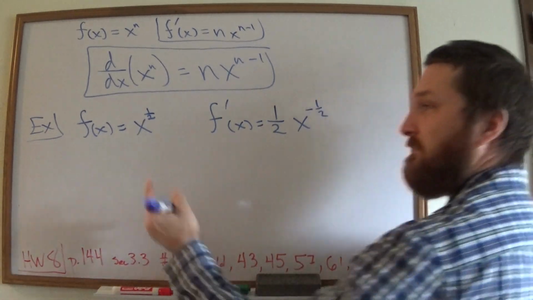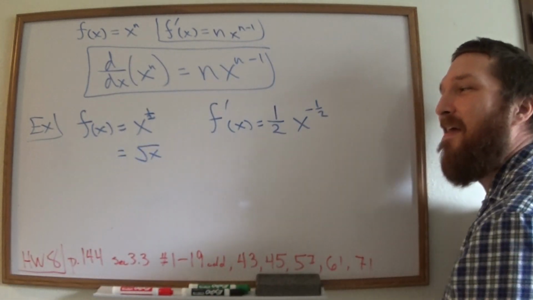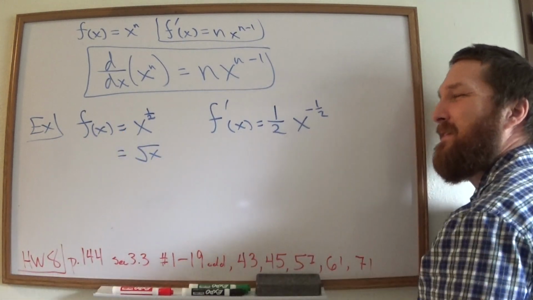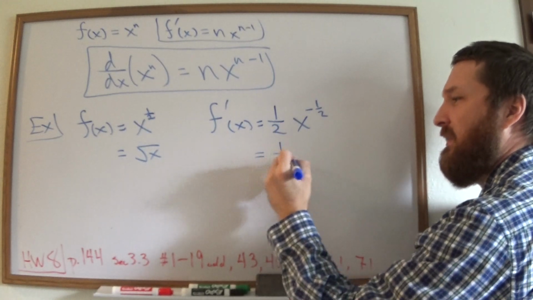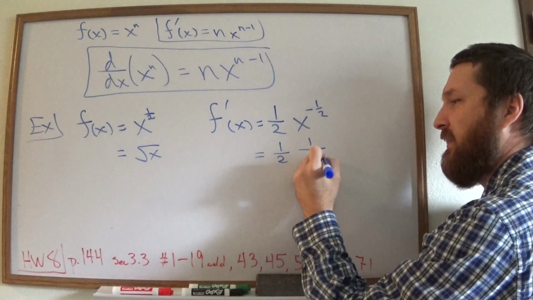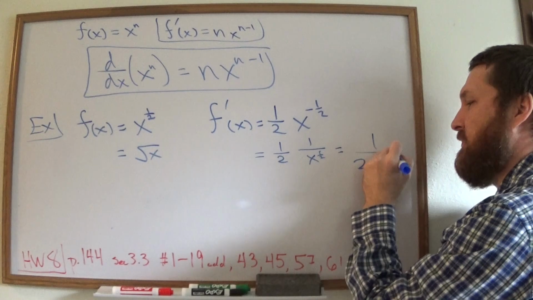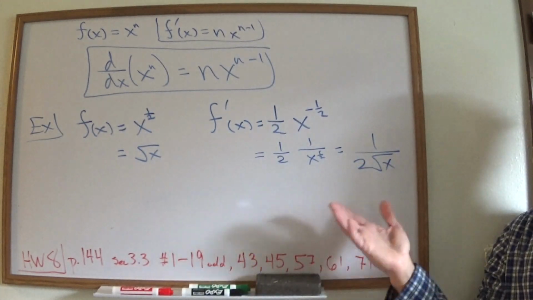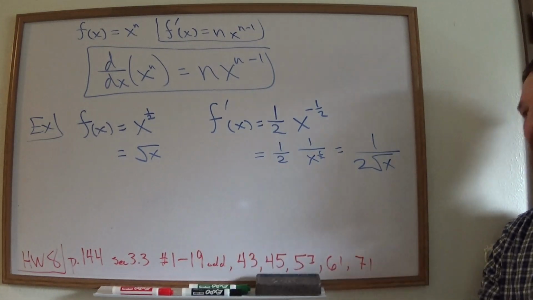Watch this. X to the 1/2 is the same thing as the square root of x, right? Remember when you did this on a quiz? Watch this. X to the negative anything is 1 over x to that thing. And that's the same thing as 1/2 times 1 over root x. Isn't that much easier than how we did it before? Isn't that nice?